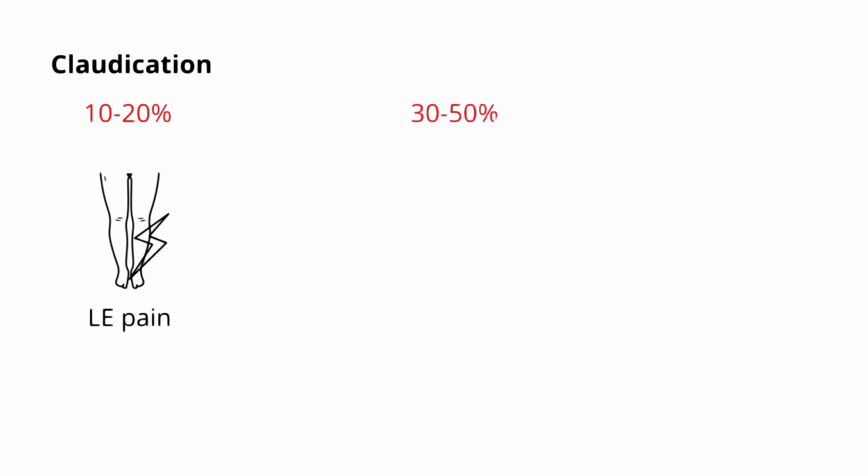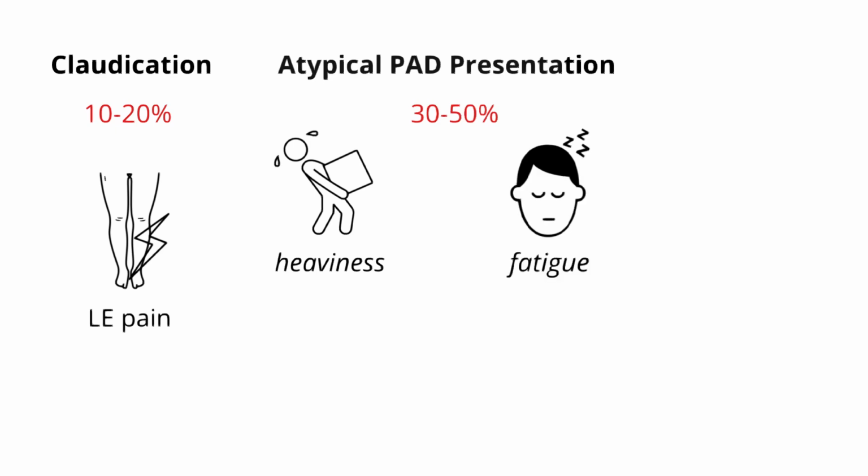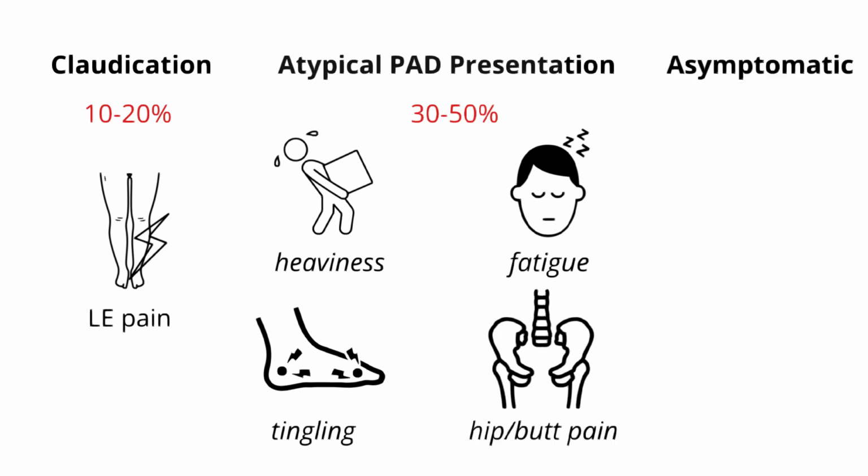Similar to atypical chest pain, approximately 30 to 50% of patients present with atypical peripheral arterial disease symptoms. Think of things like a vague sense of heaviness in the lower extremities, fatigue, and a tingling sensation in the lower extremities. Others may even present with hip and butt pain. Think of it as a buttocks claudication. What is humbling is that approximately 40% of those who have PAD may remain completely asymptomatic.